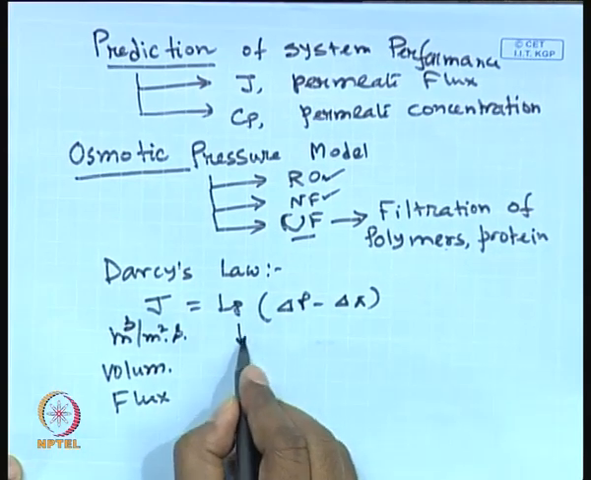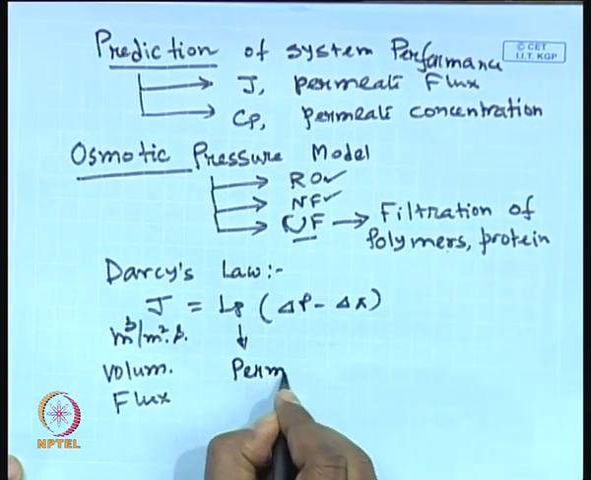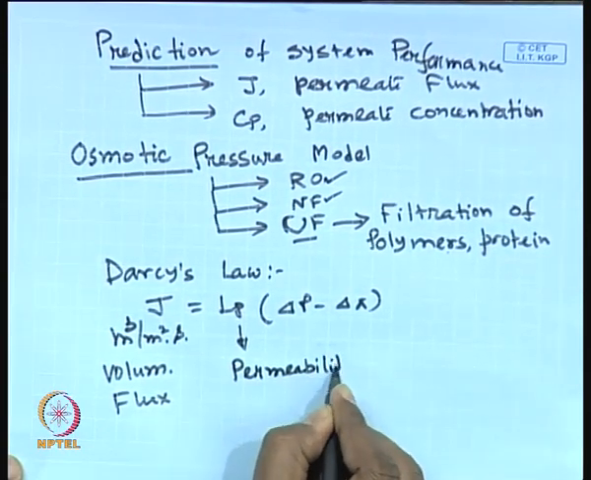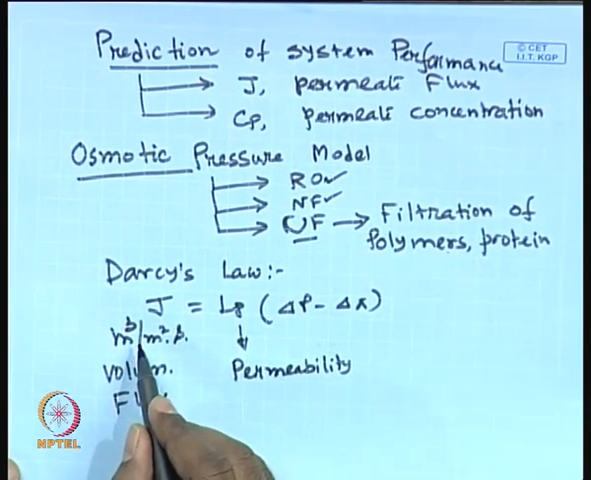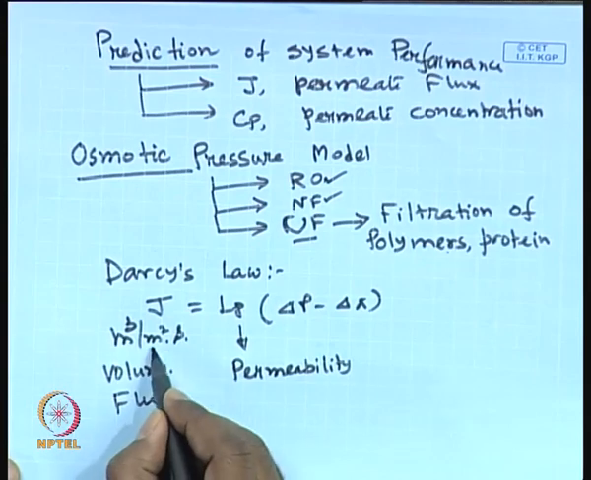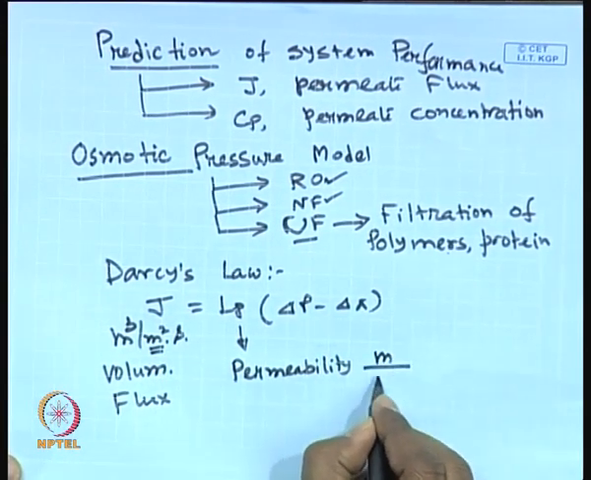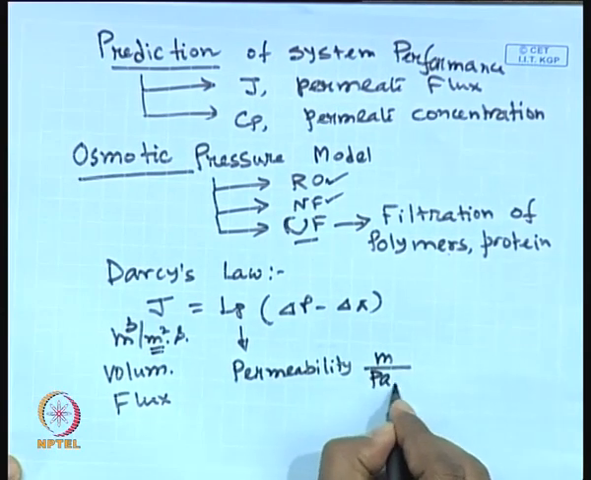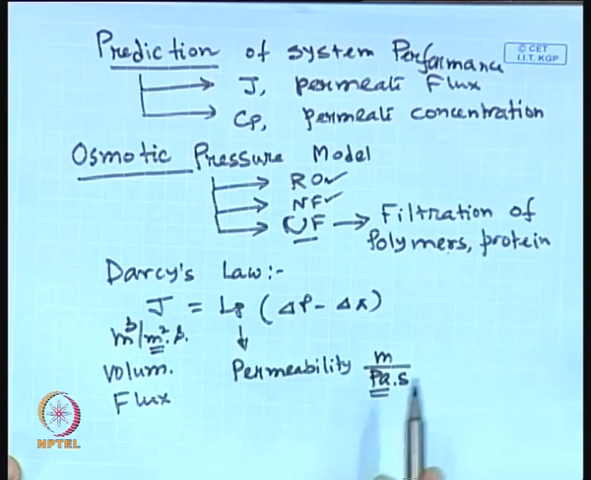And what is Lp? Lp is the membrane permeability, and it will have a unit of, since flux is meter cube per meter square second, it is basically meter per second. This meter square is basically per unit membrane area. So, you will have meter per second divided by Pascal. This Pascal comes from the pressure on the other side.